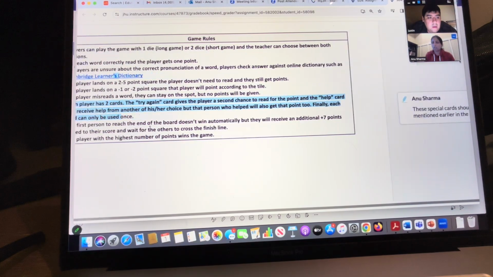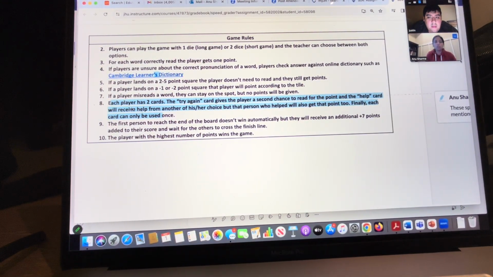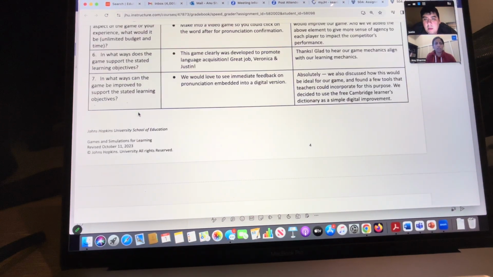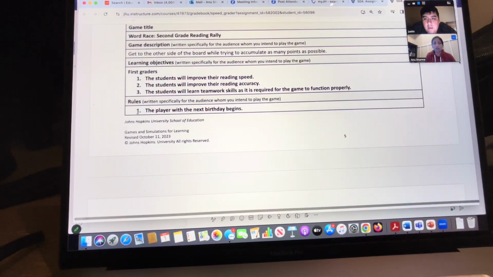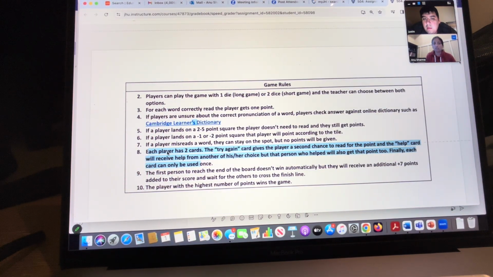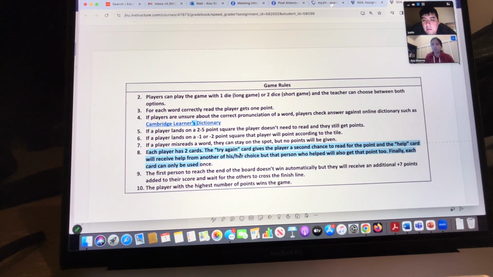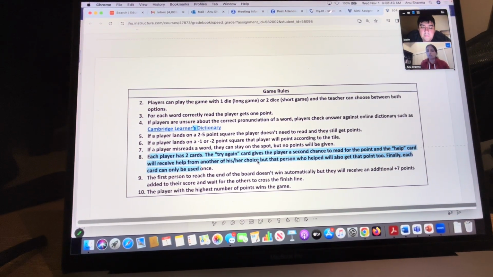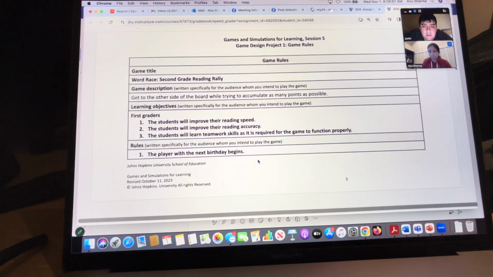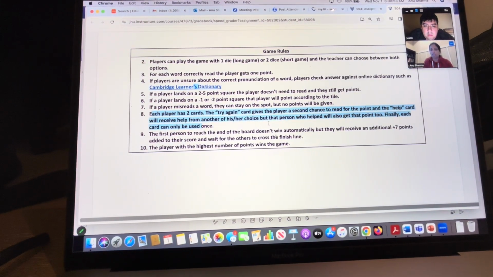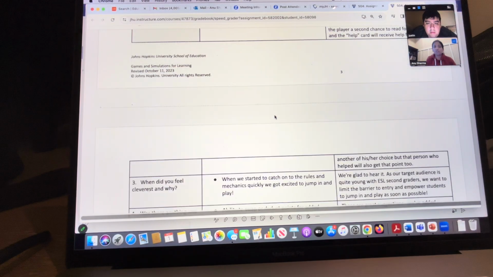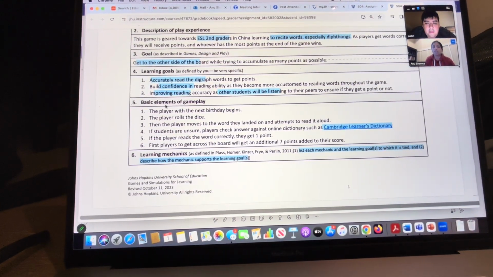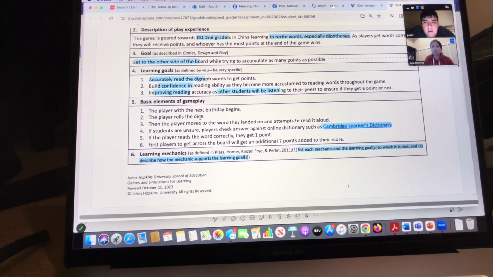Yes. So rules. Here, in the game elements, you need to describe what these two special cards, try again and help card, are and what their roles are. I get that. I know it makes sense over here, but give some example here also in the beginning, under the basic elements of the gameplay.